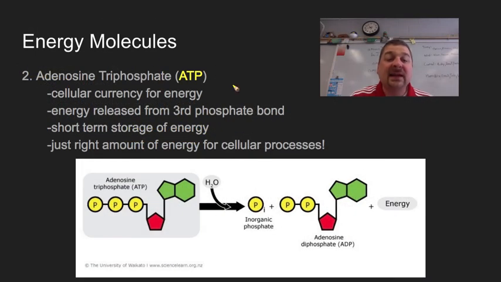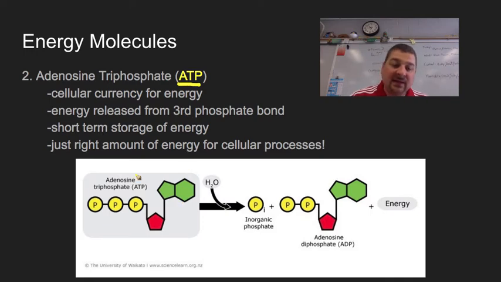The second energy molecule is adenosine triphosphate, which a lot of times we just abbreviate ATP. It's the cellular currency for energy. Glucose will store quite a bit of energy, but that's too much for, say, a single muscle cell, or for a neuron, a nerve cell that's firing an impulse. That would be way too much energy. So we just need a little bit of energy, and that would be in the form of ATP.